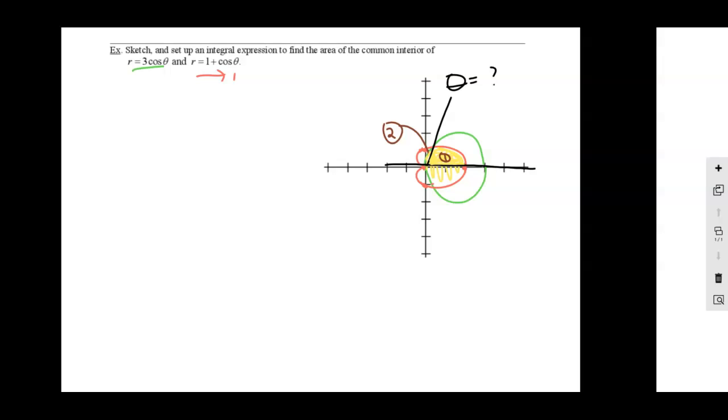But yeah, there we go. Let's go for it. We've got to find the intersection points first. So again, set those things equal to each other. 3 cosine theta equals 1 plus cosine theta.